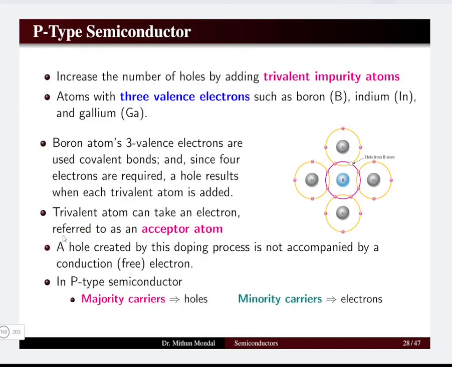So the P-type semiconductor will be the reverse. Majority carriers will be the holes and minority carriers will be the electrons. Holes are generally thought of as positive charge, electrons are negatively charged, and the majority carriers are holes. So we have given the name P-type because P indicates positive. Okay. So majority carriers are the holes.